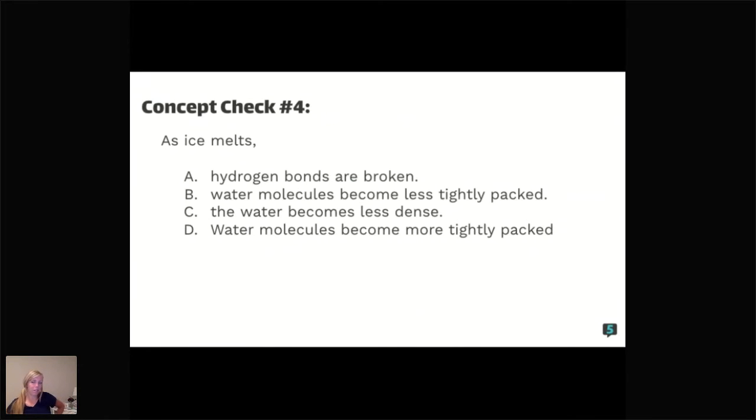So as ice is melting, that means we're going from ice to a liquid. Awesome. Everyone said D. Good. Water molecules become more tightly packed. That's perfect. Great. We know our property about ice being less tightly packed and thus less dense. So very good job.